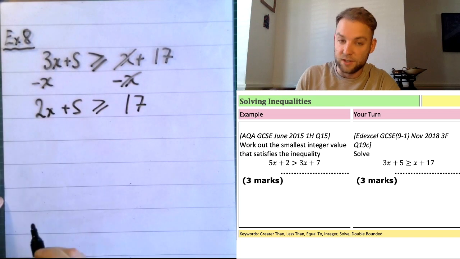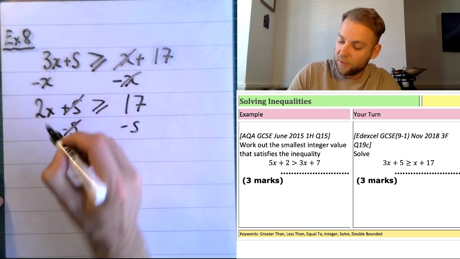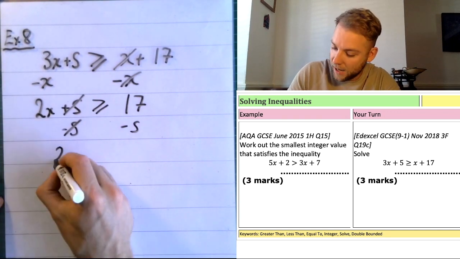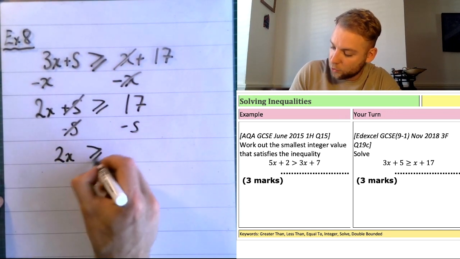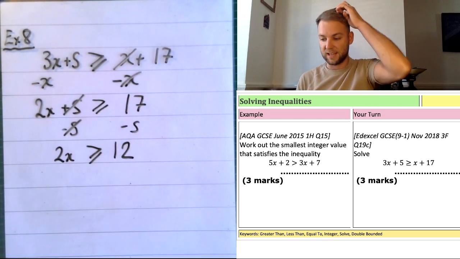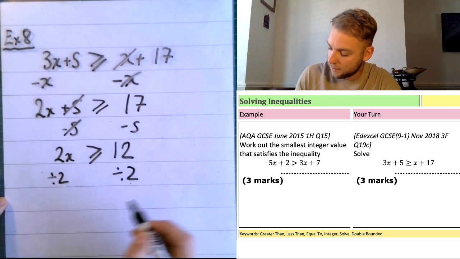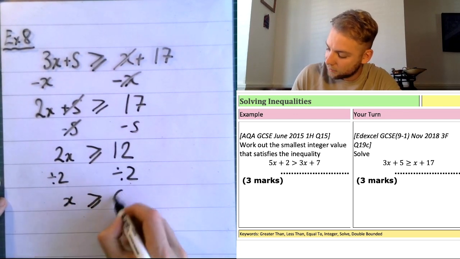Then I need to get rid of this add 5, so subtract 5, subtract 5. If I subtract 5 from the left-hand side, I'm going to be left with 2x. If I subtract 5 from the right-hand side, it's going to be 12. 17 take away 5 is 12. Last part, divided by 2, divided by 2. x is greater than or equal to 6.